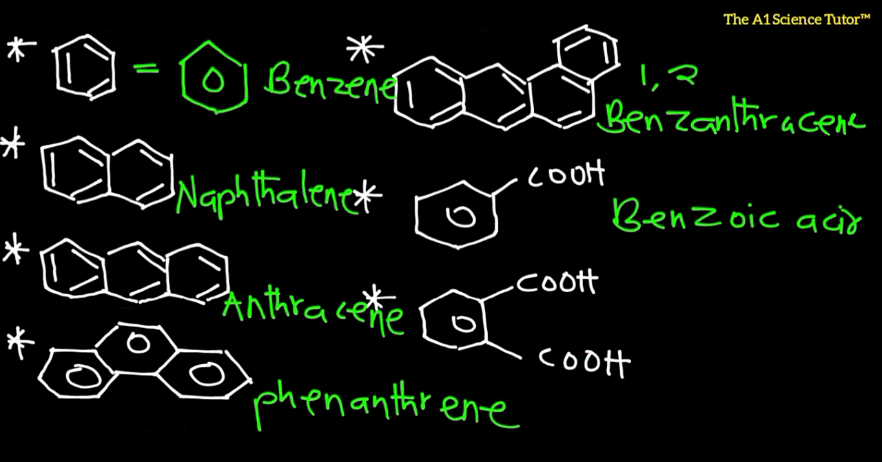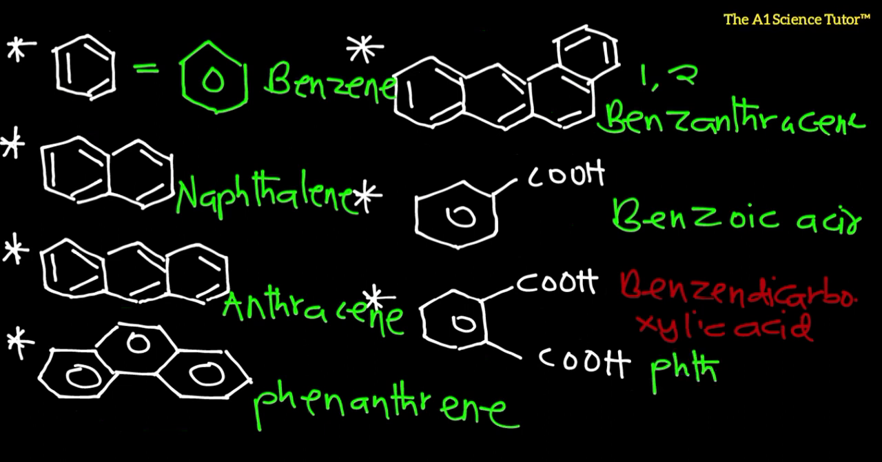So let me just write the conventional name. That is going to be benzene dicarboxylic acid. But the common name is going to be phthalic acid. So you just need to hold that at the back. Now let us try out some more.